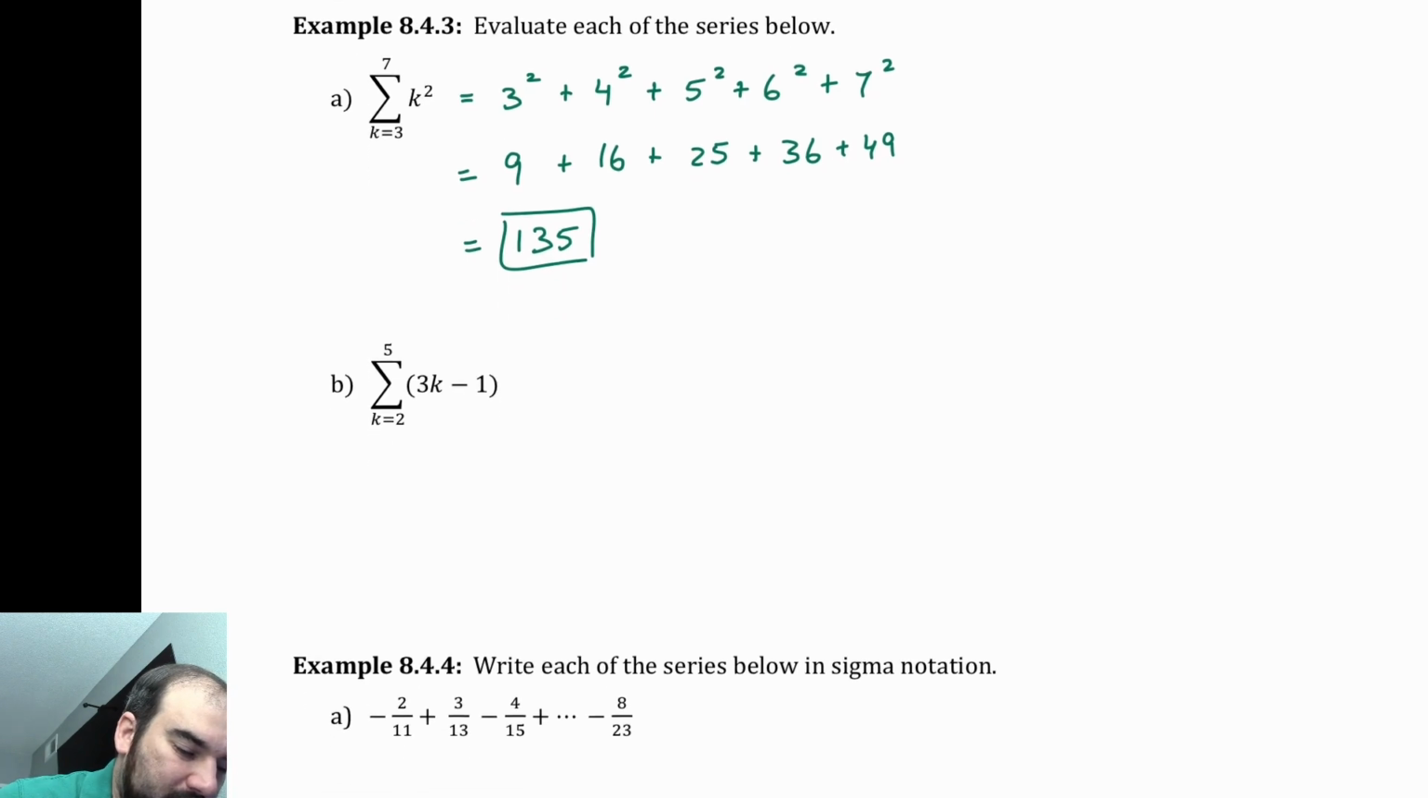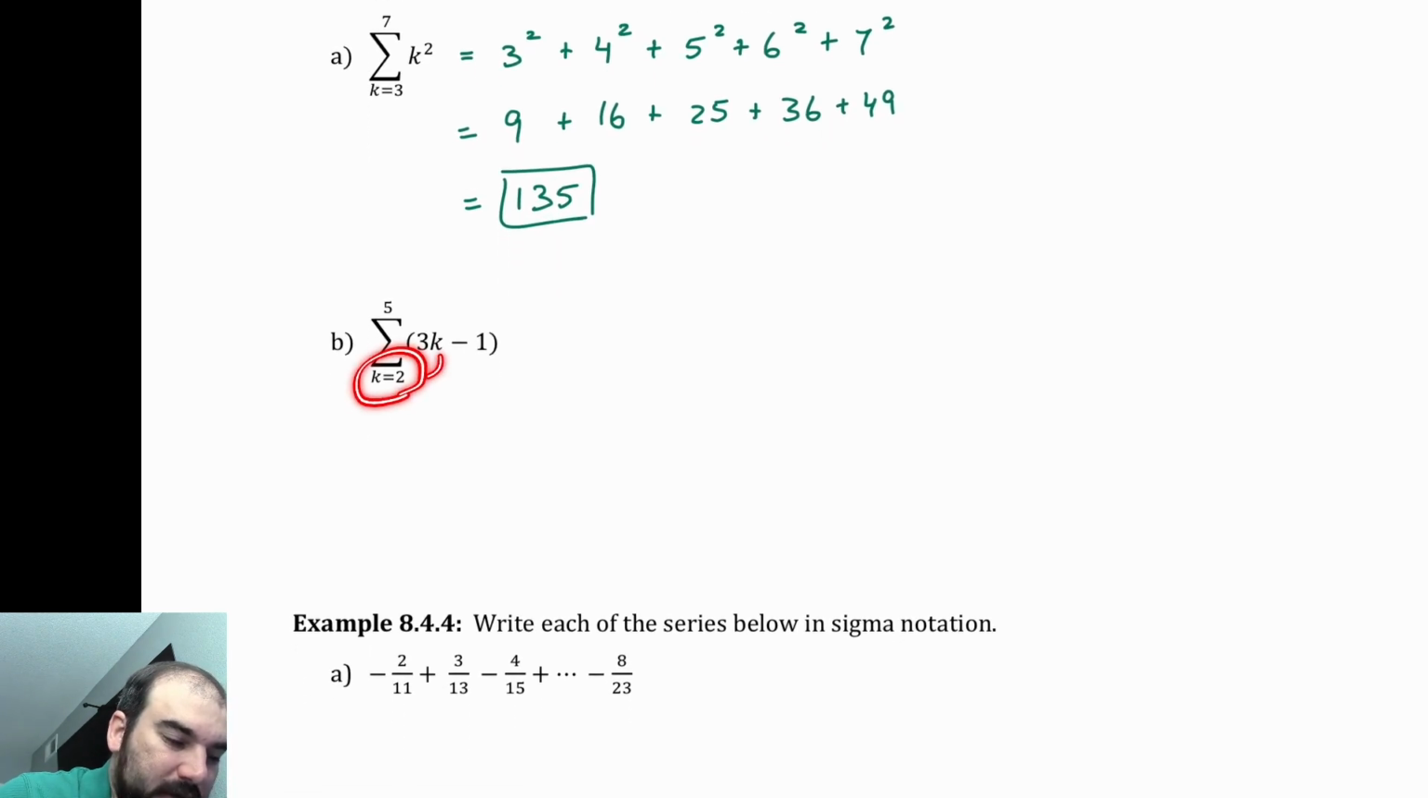All right, so you can do part B on this one. You're going to start at 2. You're going to plug in 2, plug in 3, plug in 4, plug in 5, and those are going to be the terms that you add together.